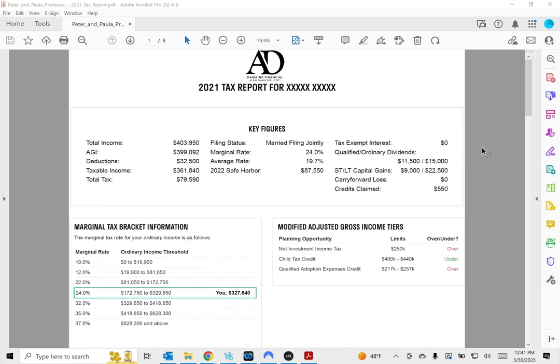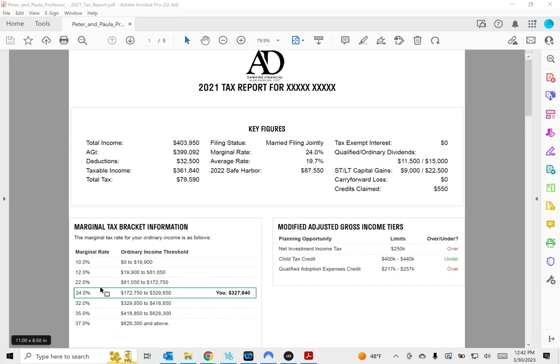So some of this data would be quite common on other tax planning software, not incredibly fancy. It'll provide total income, AGI, the deductions that you've taken, and provide a marginal and average tax rate. So that's just a good kind of FYI. It'll also show you the tax brackets.